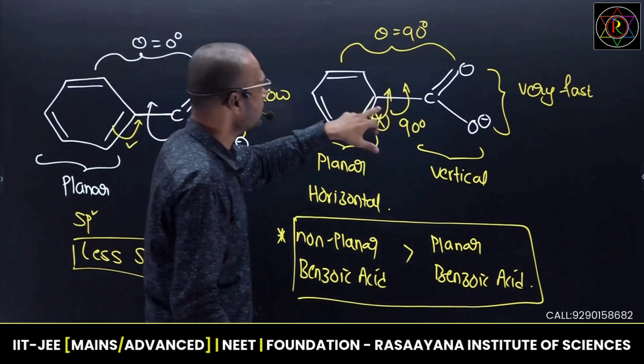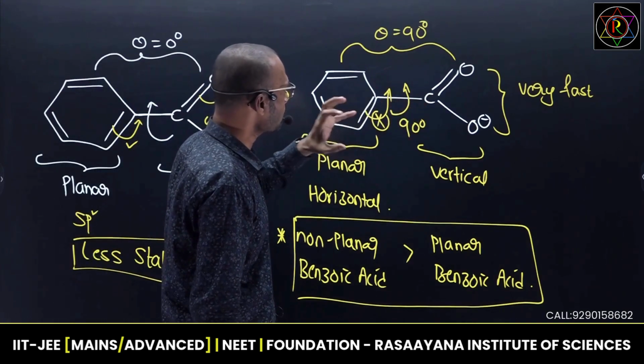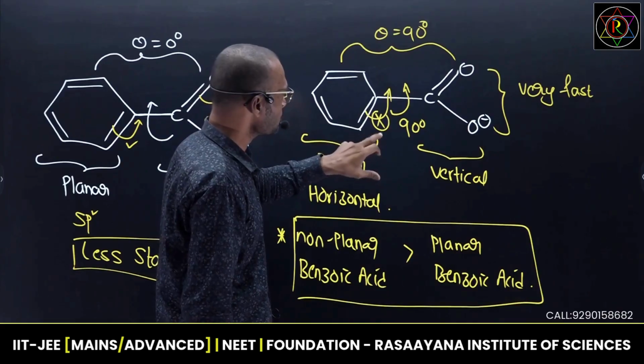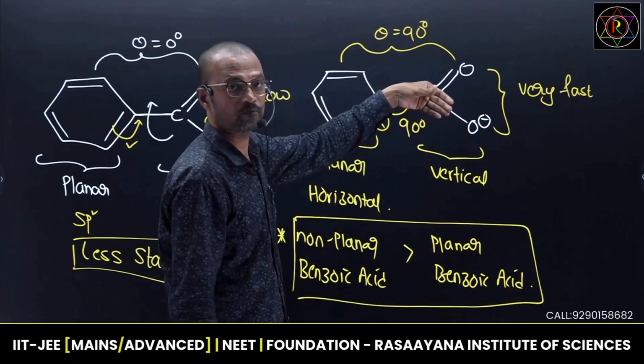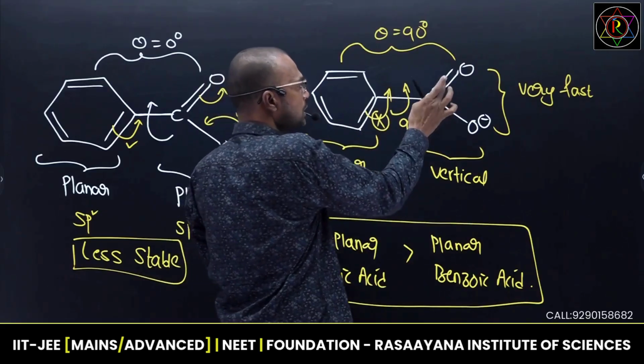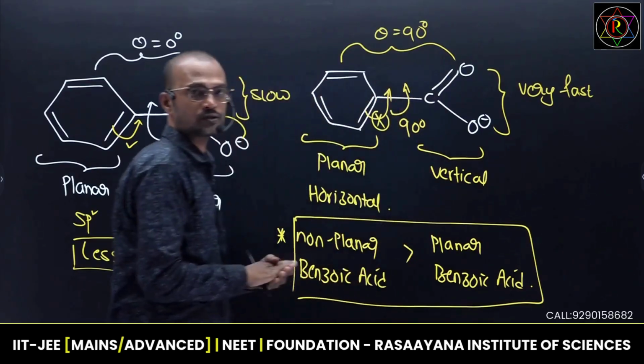See, I want to bring this carboxyl ion exactly perpendicular to benzene. For that, I would like to substitute one group over here. If I substitute a group at the ortho position, that will prevent planarity of this carboxyl ion with benzene. At that time it is exactly vertical to benzene, so this and this are not involved in resonance.